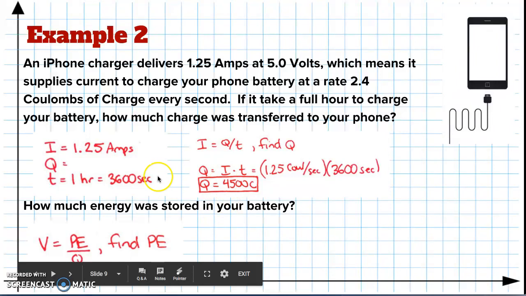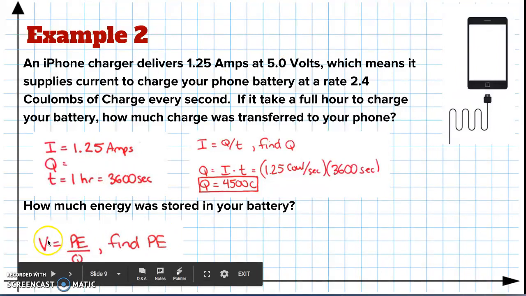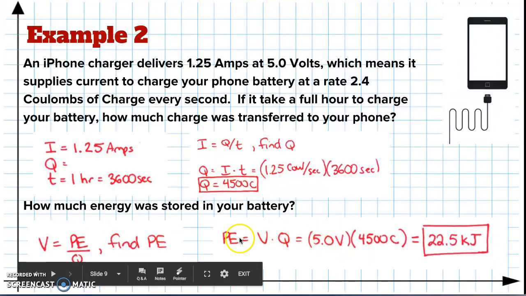Well, you may remember from yesterday that the voltage is the energy divided by the charge. We know the charge, we just found it. It's 4,500 coulombs. We know the voltage, your phone operates at 5 volts. That's the voltage that USB chargers use. And we could solve this equation down here for potential energy. So if we know the voltage is 5, we know the charge is 4,500, we're going to solve for potential energy. So the potential energy will be the voltage times the charge. That's 5 volts times 4,500 coulombs.